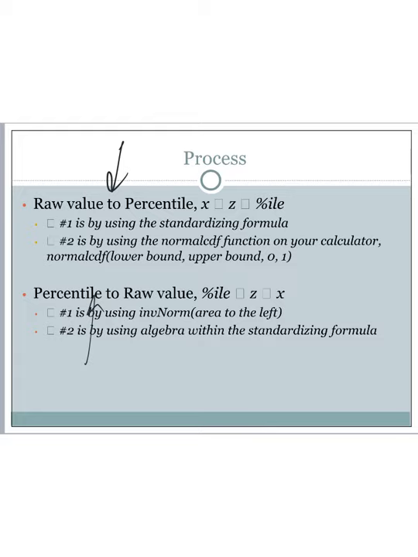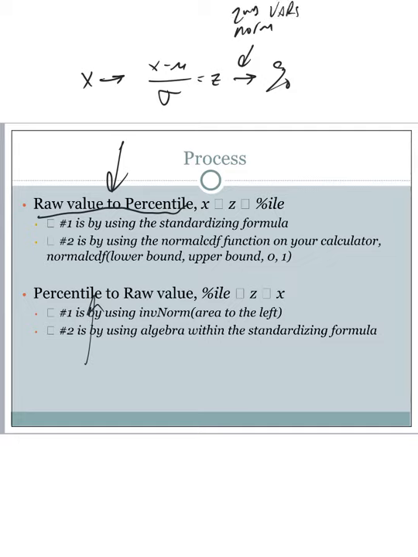Now, the two processes here, when you are going from raw value to percent, what you are going to do is you start off with an X, and then you input it into the formula to get a z-score, and then you use that z-score to get a percentile. Okay? So what you're doing here in this part is a function on your calculator that's under second vars, and it's normal CDF. Okay, second vars, normal CDF.